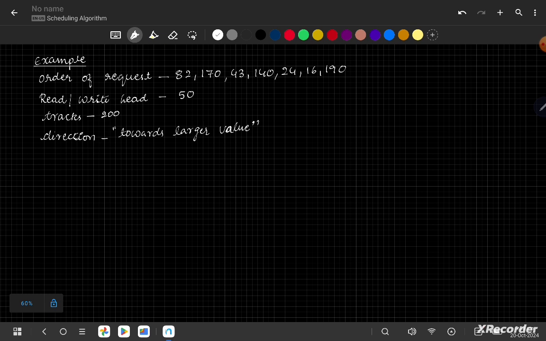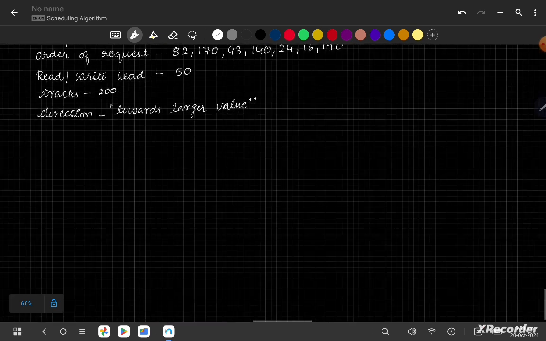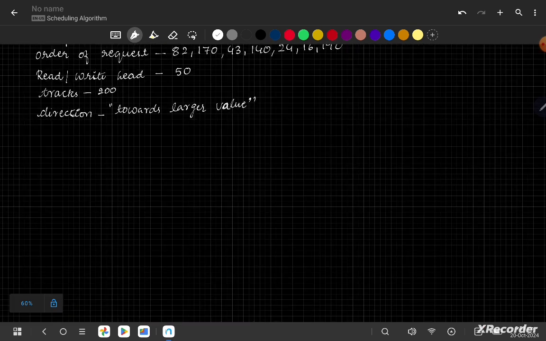That means when I stand at 50, whatever is larger than 50, you will be going towards that side. They may also say towards your left direction or towards your right direction, or towards the larger value or towards the smaller value. The statement can be anything. We have to analyze it and start with the problem. Now we'll draw the number of tracks. It starts from 0 to 200, that is 0 to 199.